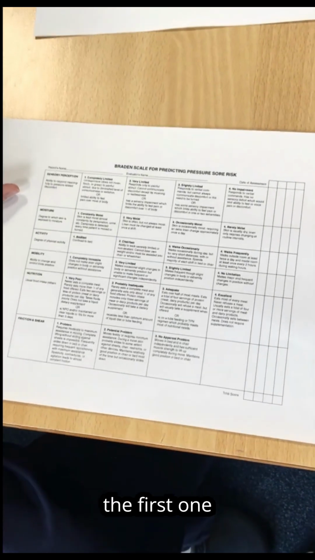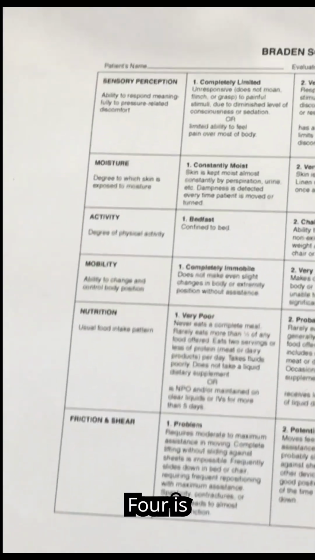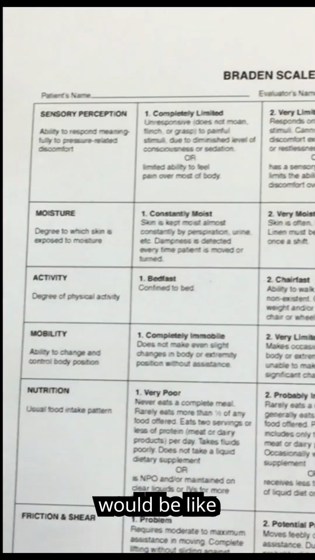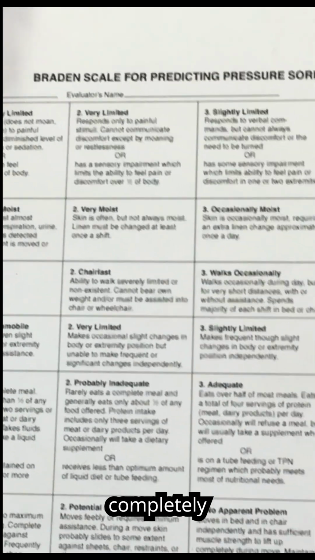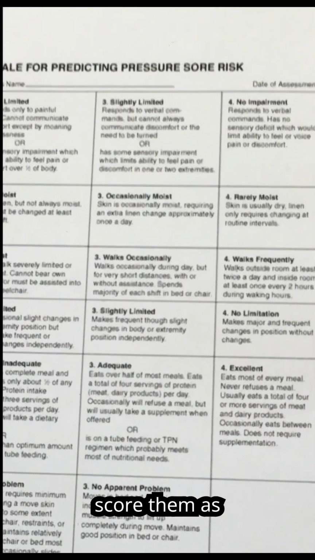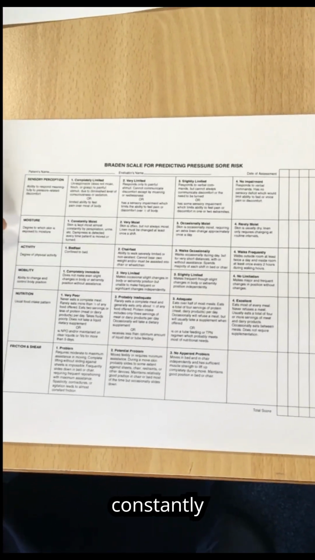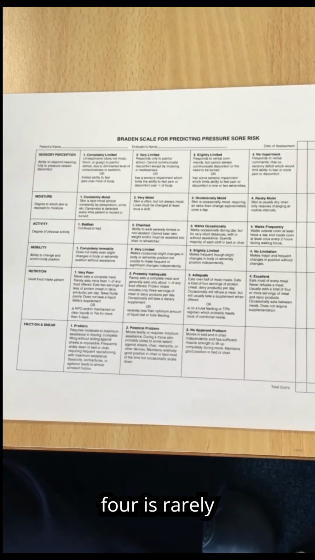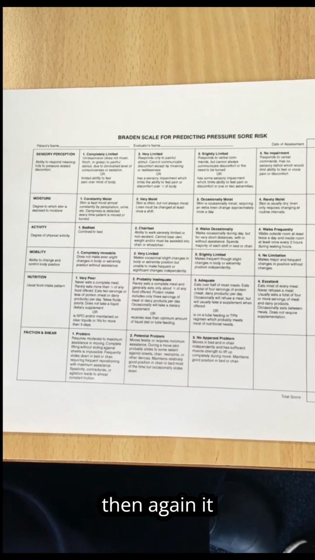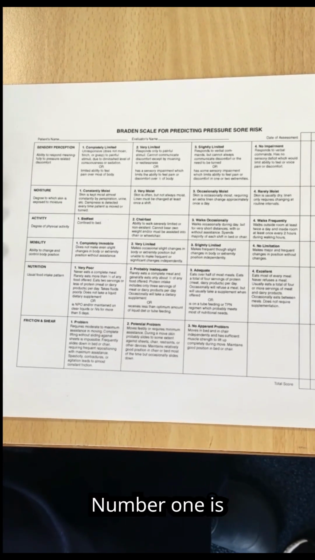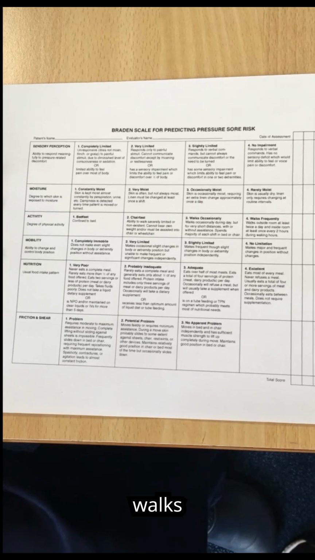If we have a look at the Braden chart, it's split into different sections. The first one is sensory perception, and you can rate the patient. 4 is they're absolutely fine, so that would be your independent patient, and 1 is completely limited. So you need to score them as appropriate to your scenario. The same with moisture, so 1 is constantly moist, like your doubly incontinent patient, and 4 is rarely moist. And then again it continues, same with activity. Number 1 is bed bound, and number 4 is walks frequently.